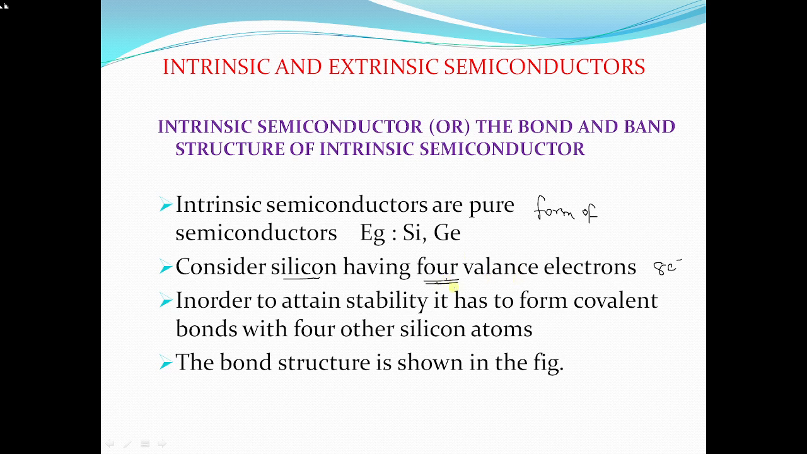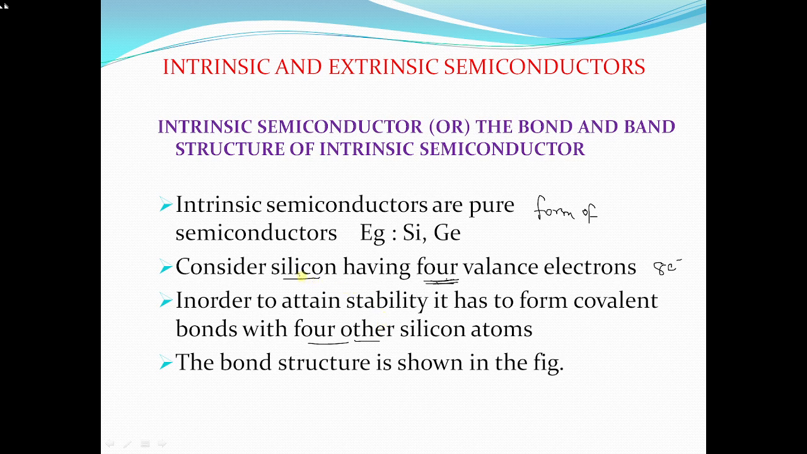How many more electrons does it require in order to get stability? Already it has 4 valence electrons. How many more does it require to attain stability? It requires 4 more electrons to get stability.